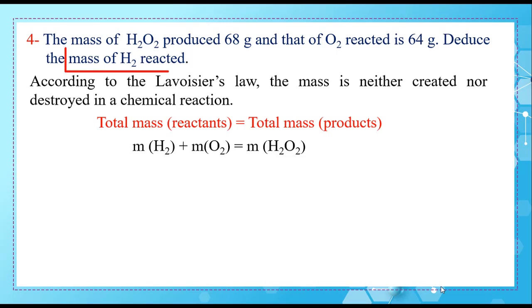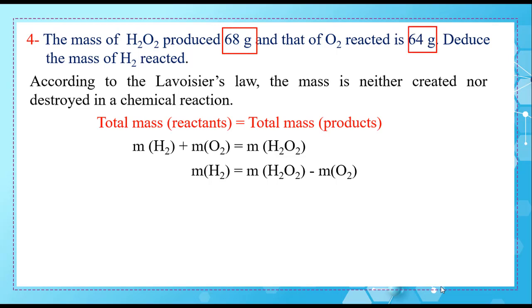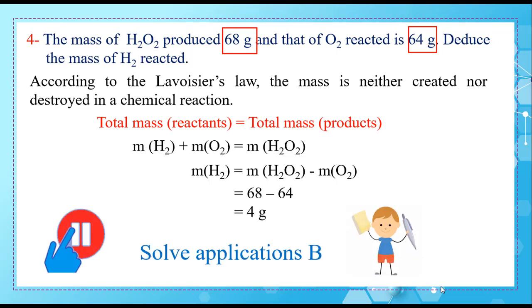In this question, we need to calculate the mass of H2 reacted. So, mass of H2 is equal to mass of H2O2 minus mass of O2. The mass of H2O2 is 68 grams, and the mass of O2 reacted is 64 grams. 68 minus 64 equals 4 grams. Now, pause the video to solve applications B.